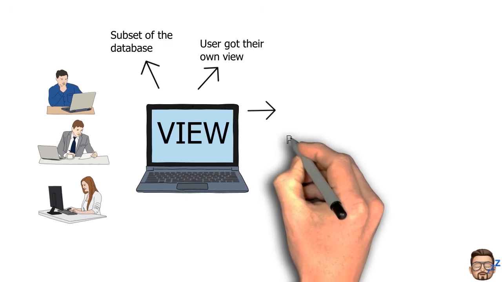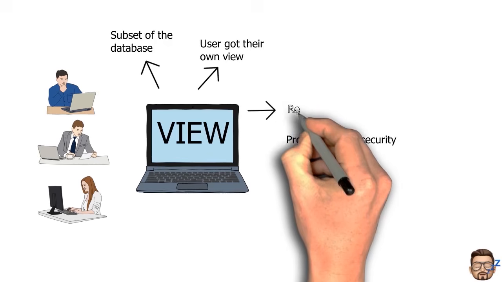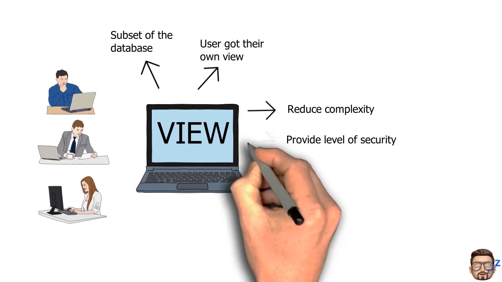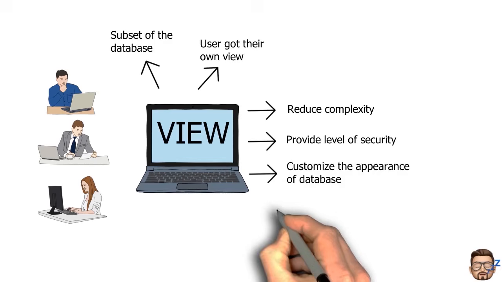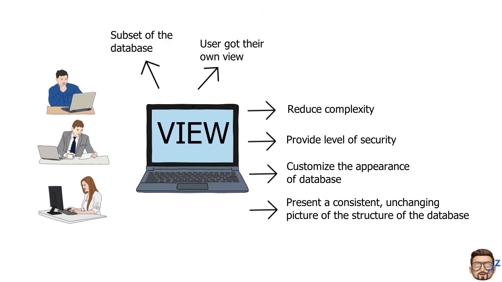Why do we need the view? The first one, a view can reduce complexity. Some data might not be needed by you. You are the sales manager. Why would you want to see the finance of the company? The second one is to provide a level of security. Some of the data is very confidential, so you are not authorized to see it. The third one is to customize the appearance of the database. And the last one is to present a consistent, unchanging picture of the structure of the database, so that the user will not be confused about data that is not needed by them.